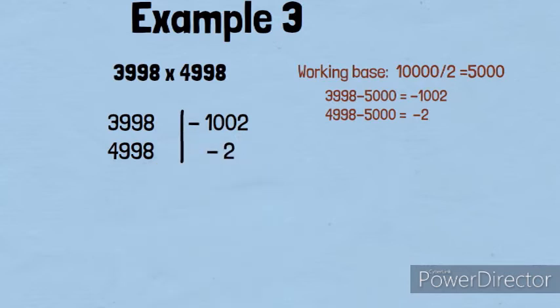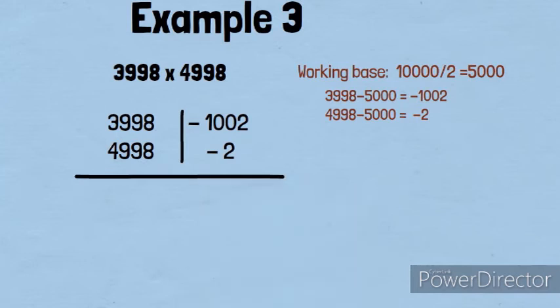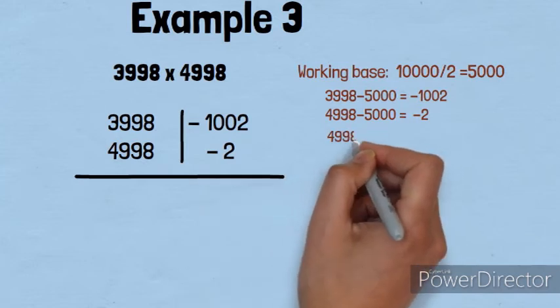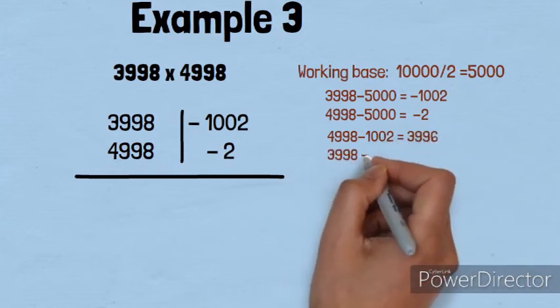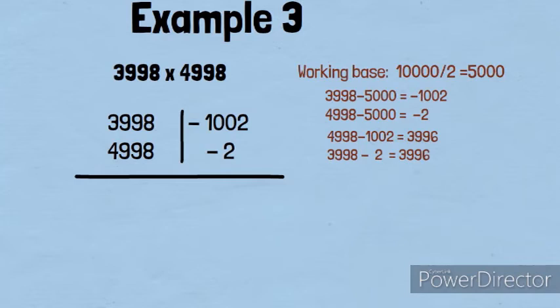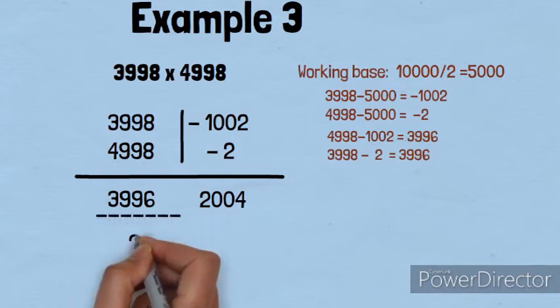Now find the sum. 3,998 minus 2 is 3,996. And 4,998 minus 1,002 is also 3,996. Write this on our left hand side. Now we find the product. Negative 1,002 times negative 2 gives us 2,004.